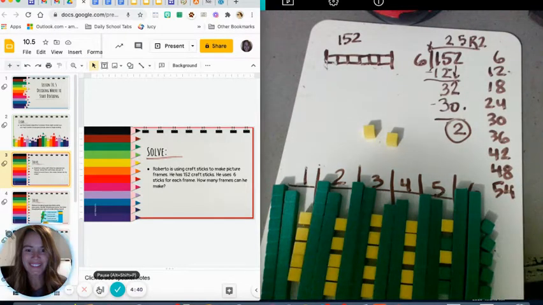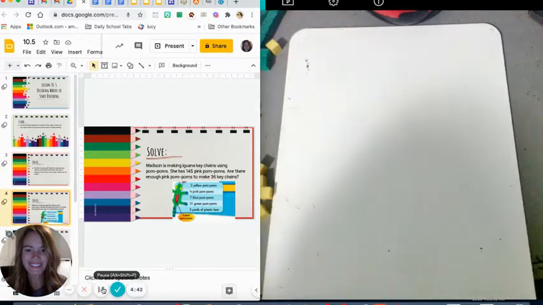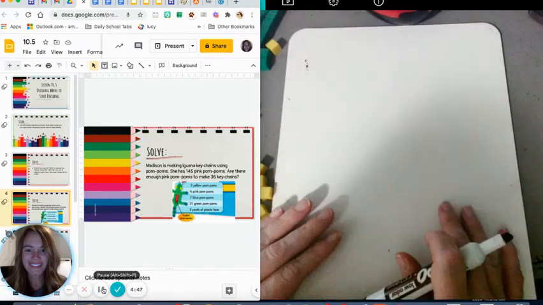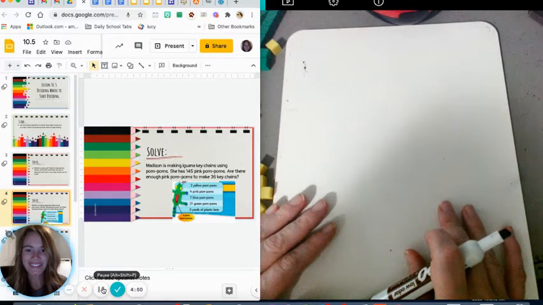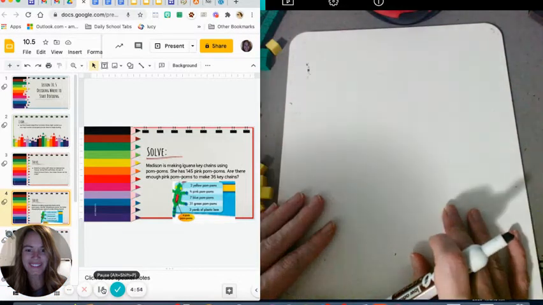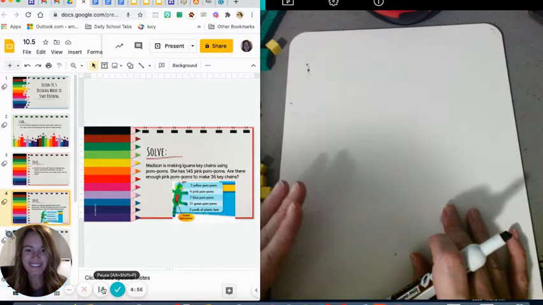All right, let's try another problem like this. In this problem, Madison is making iguana keychains and she's using pom-poms. So she has 145 pink pom-poms. And I want to know if there are enough pink pom-poms to make 36 keychains. So how many pink pom-poms does Madison have?